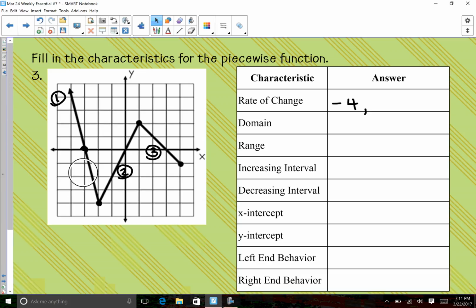Now, let's look at piece number 2. Pick 2 points that you can easily read. I'll do this one and this one. Here's my right triangle. I'm going up 2, right 1. So up and right are both positive. So up 2, right 1. Rise over run, 2 over 1, which is 2.